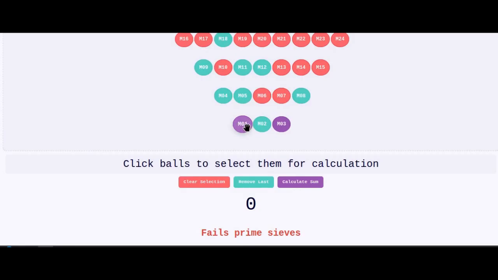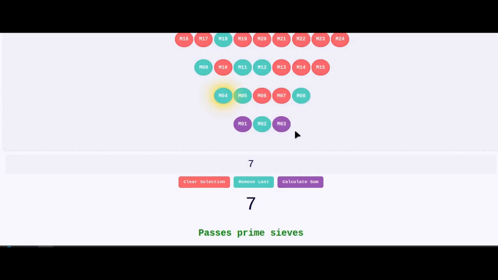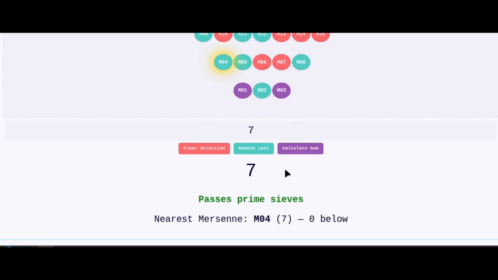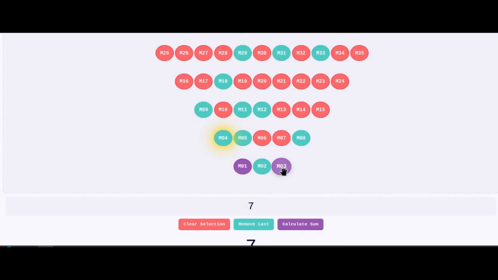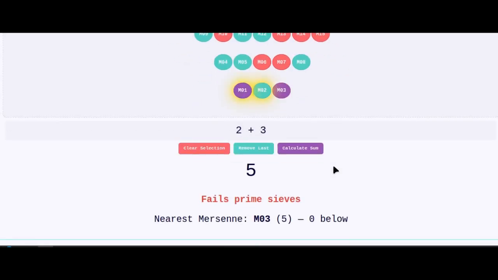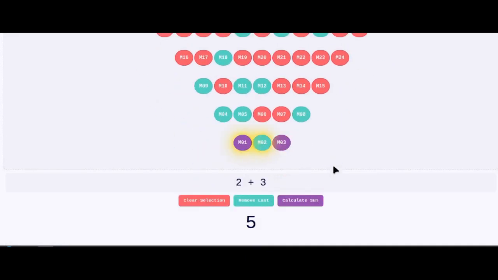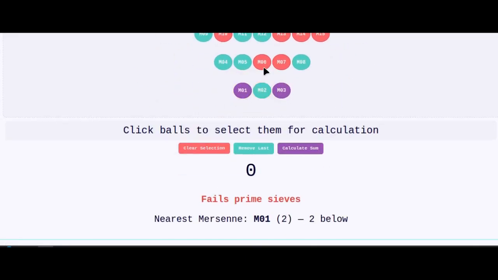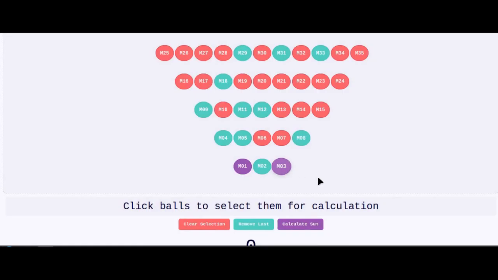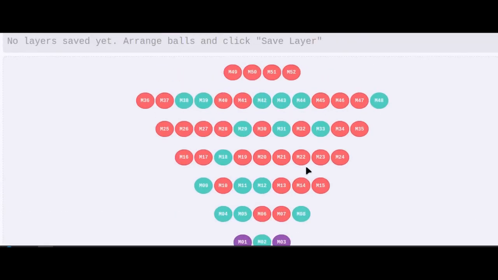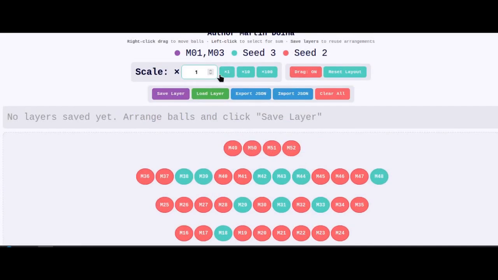Here's where it gets exciting. Watch what happens when I select certain exponents and sum them. 2 times M01 plus M04 equals M05, that is, 2 times 2 plus 7 equals 11. No, that's not right for M05, which is 13, but look at this. M01 plus M02 equals M04, that is, 2 plus 3 equals 5. And M04 is 7. Not exact, but close.